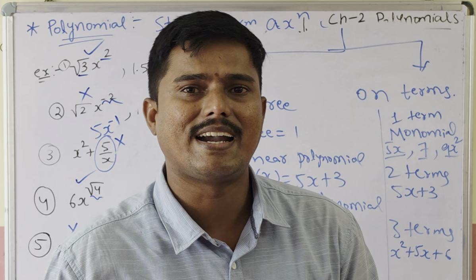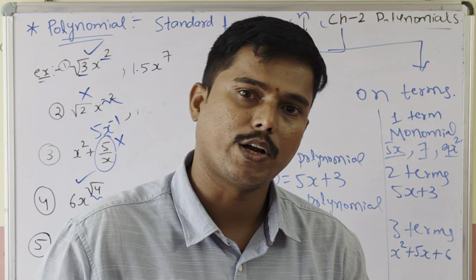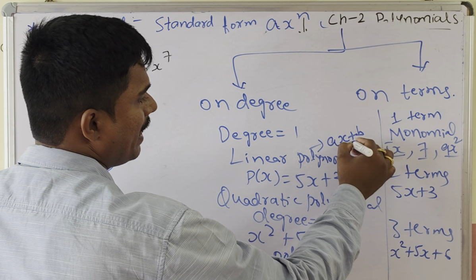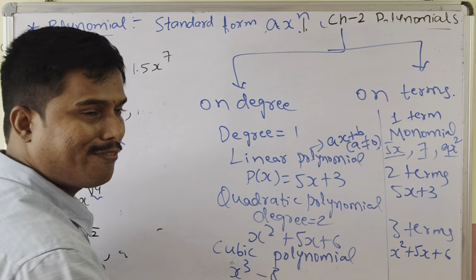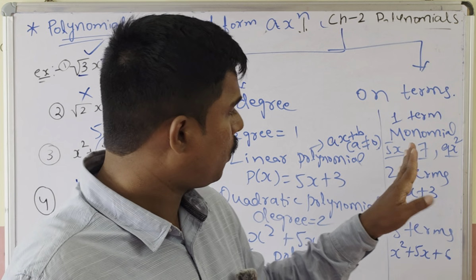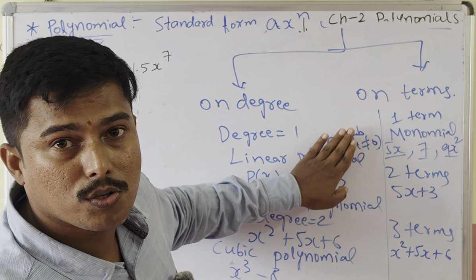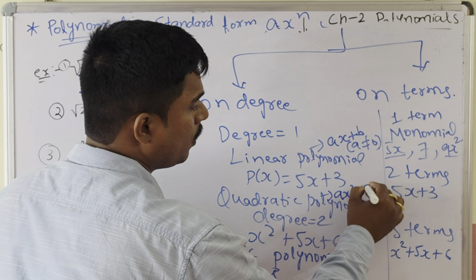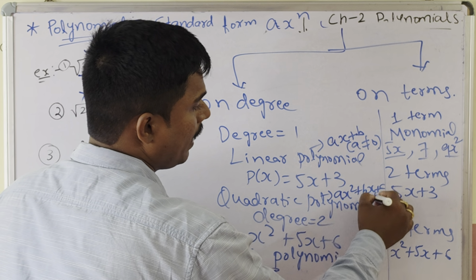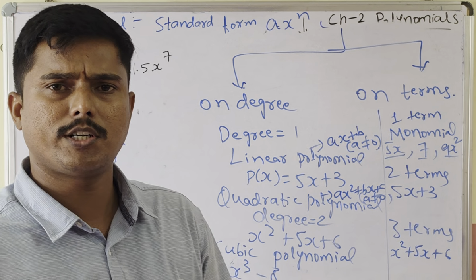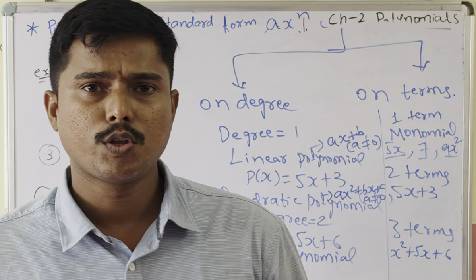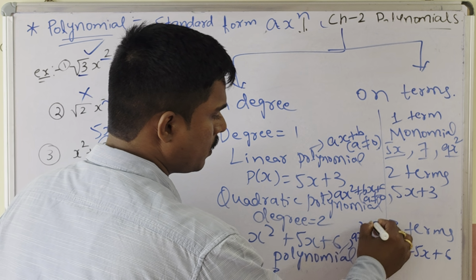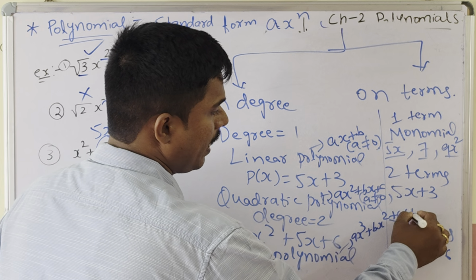Now someone may ask, sir, what is the standard form of linear, quadratic, cubic according to NCERT? According to NCERT, the linear standard form is ax plus b, where a should not be 0. If a is 0, it is not a linear polynomial, because only b is left out. No variable, so it's a constant. In the same way, the quadratic polynomial standard form is ax square plus bx plus c, with the same condition: a should not be 0, while b and c can be 0. And the cubic polynomial standard form is ax cube plus bx square plus cx plus d.